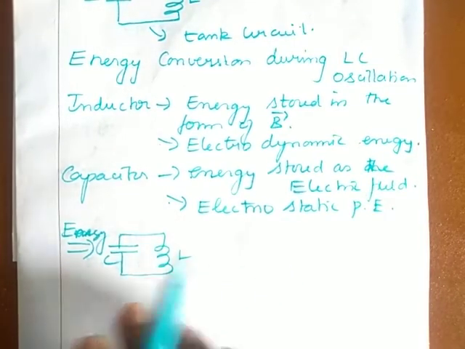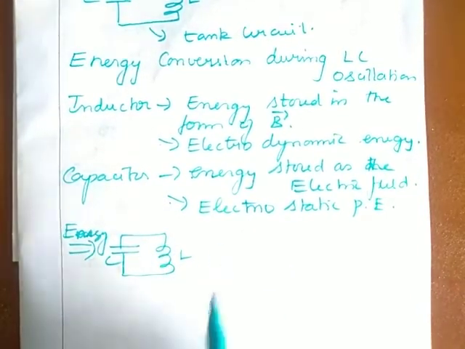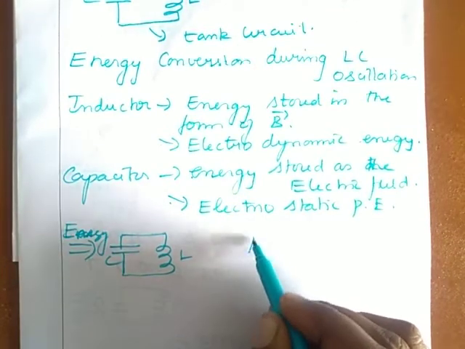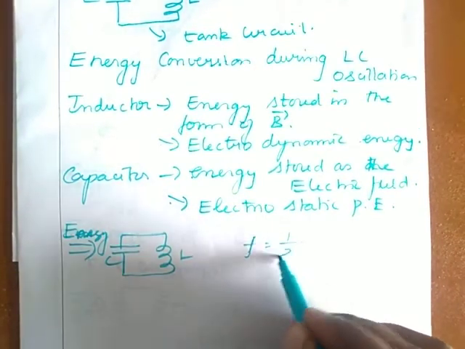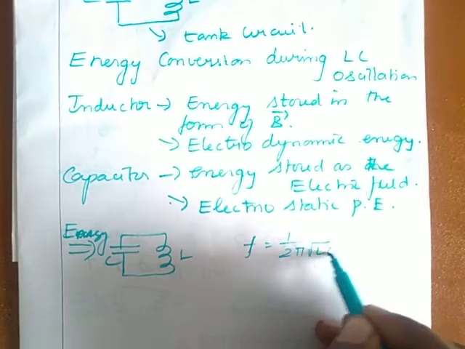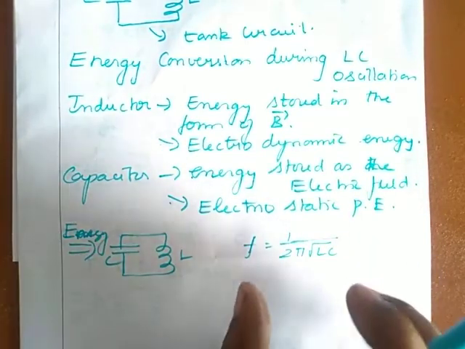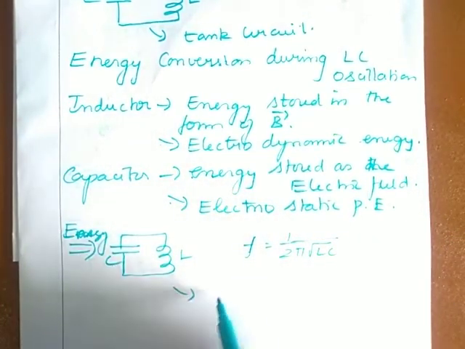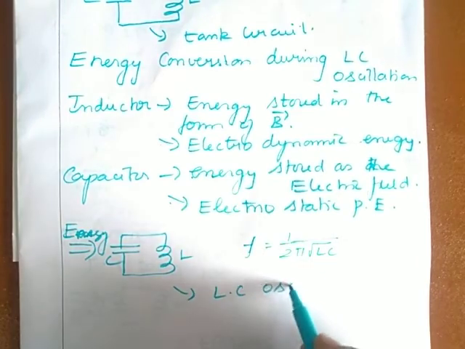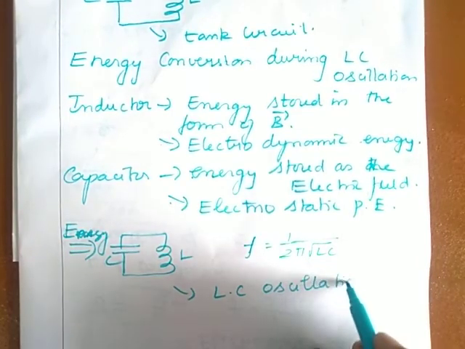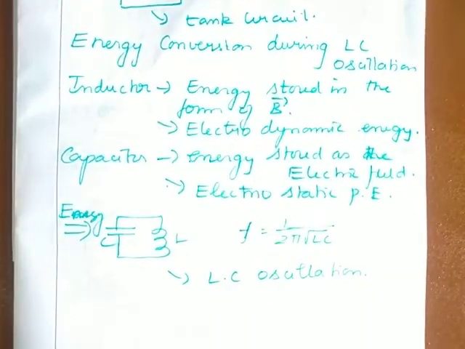Due to this electrical oscillation, it produces some definite frequency, that is f is equal to 1 by 2 pi root of LC. This oscillation is known as LC oscillation.